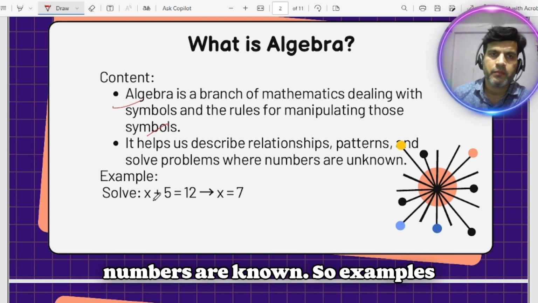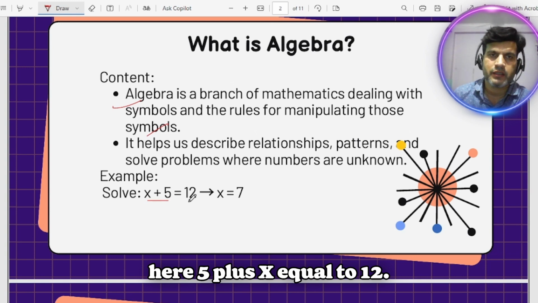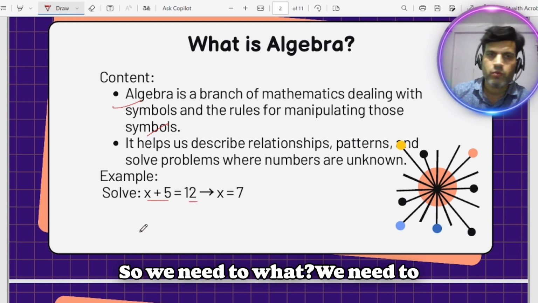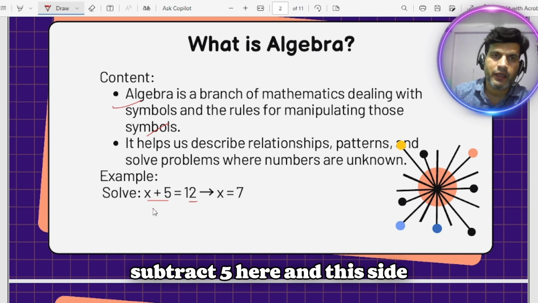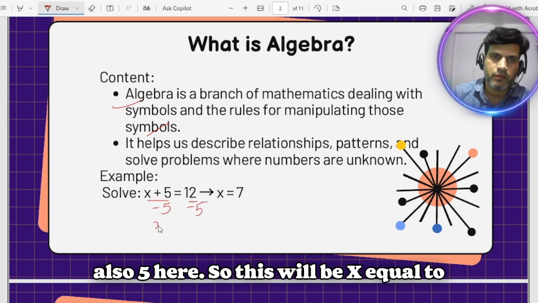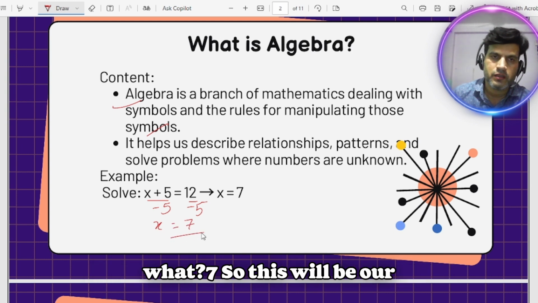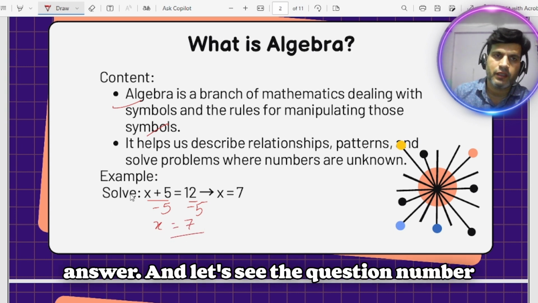So, for example, here 5 plus x equals 12. So what do we need to do? We need to subtract 5 here, and on this side also 5. So x will be equal to what? 7. So this will be our answer.